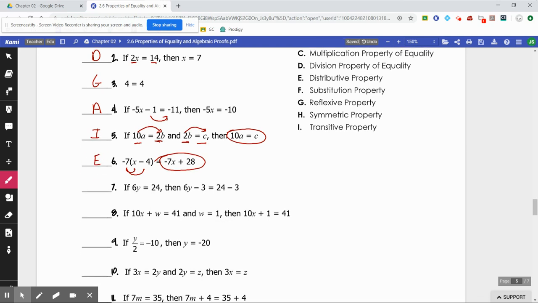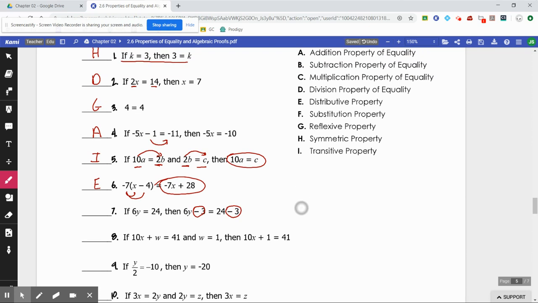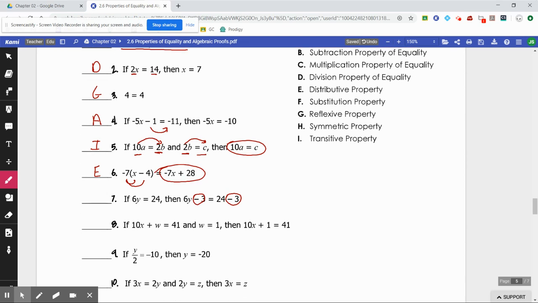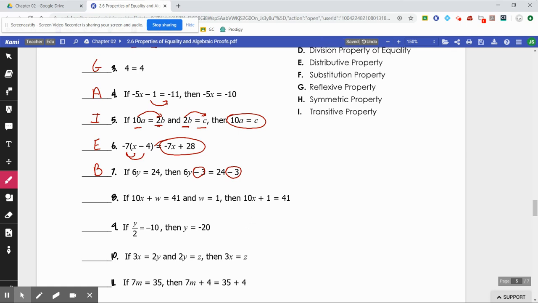If 6y equals 24, now I don't know why we would want to do this, but we can. We subtracted 3 from the left side, so therefore we can subtract 3 from the right side, and it's still going to be equal. That would be the subtraction property of equality. That'd be B. If 10x plus w is 41, and we know that w is 1, then we can take out this w right here, and we use this a lot in geometry, and we can put 1 in its place because we know w is 1. That is substitution. Take out something and put in what it's equal to.